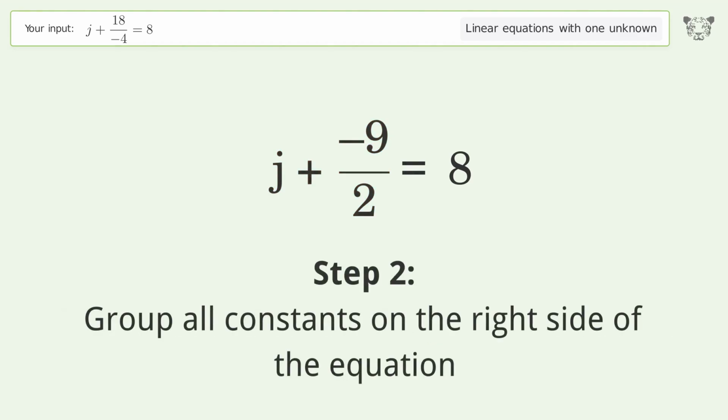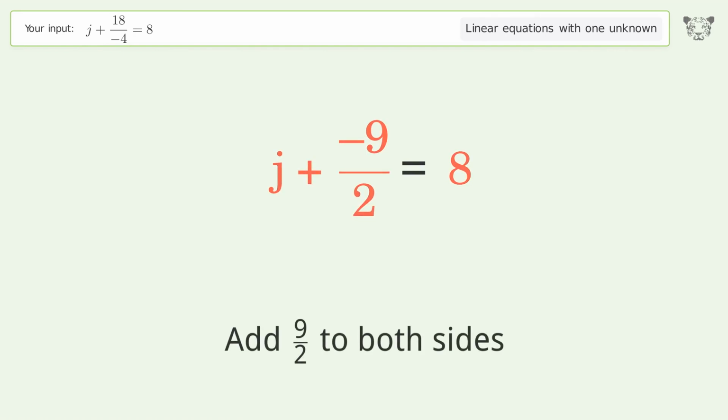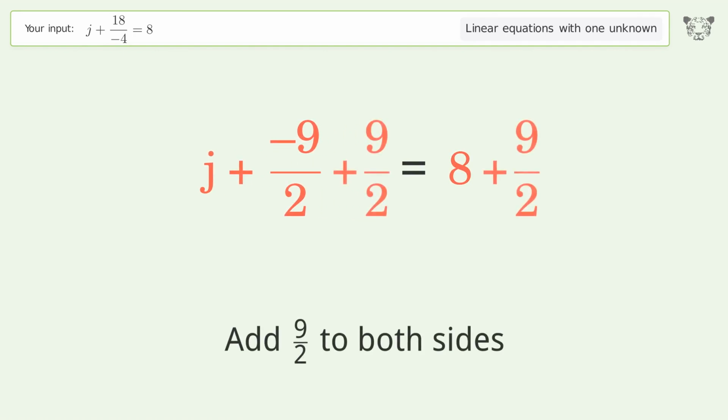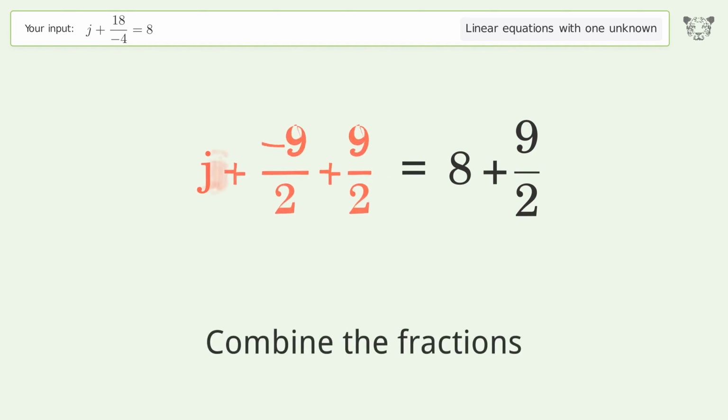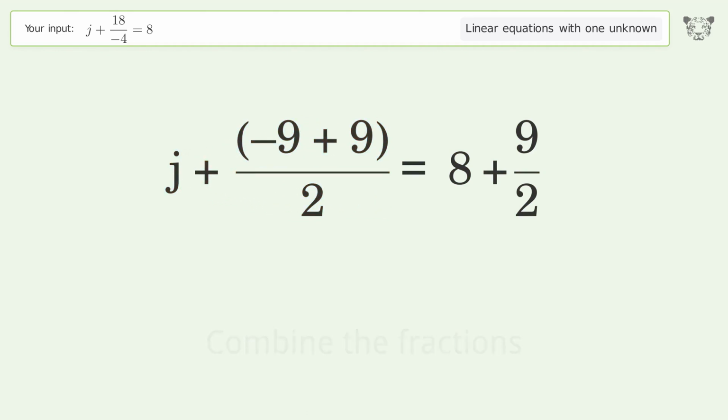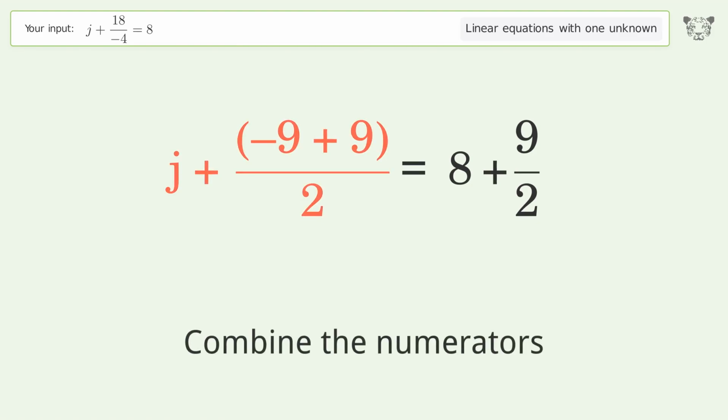Group all constants on the right side of the equation. Add 9/2 to both sides. Combine the fractions. Combine the numerators.